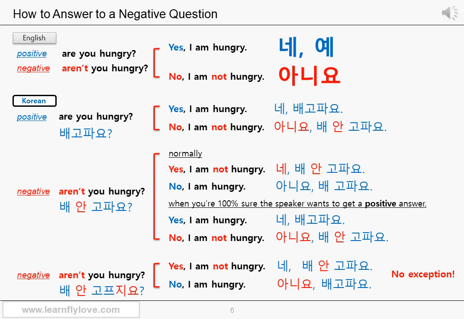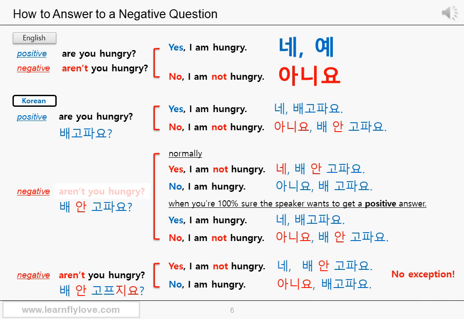We can say that in English, when you answer to either a negative or a positive question, the answer is self-oriented. You talk about yourself. For example, yes, I am hungry, or no, I am not hungry. But in Korean, when you answer to either a negative or a positive question, the answer is listener-oriented. You talk about whether what the listener has just said was correct or not. For example, yes, you are right, I am not hungry. Or no, you are wrong, I am hungry. We believe that now you almost perfectly understand this.